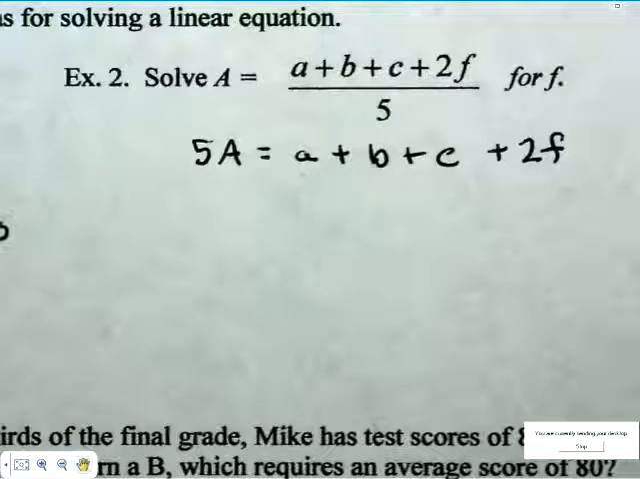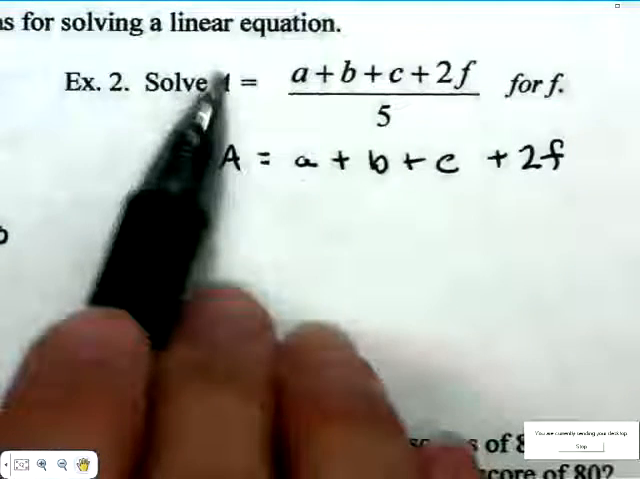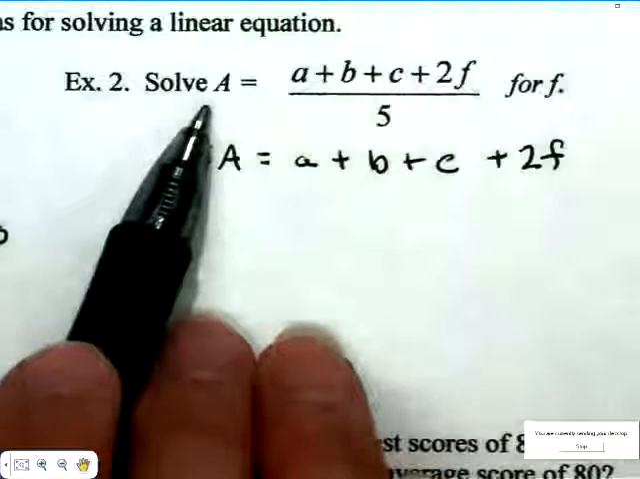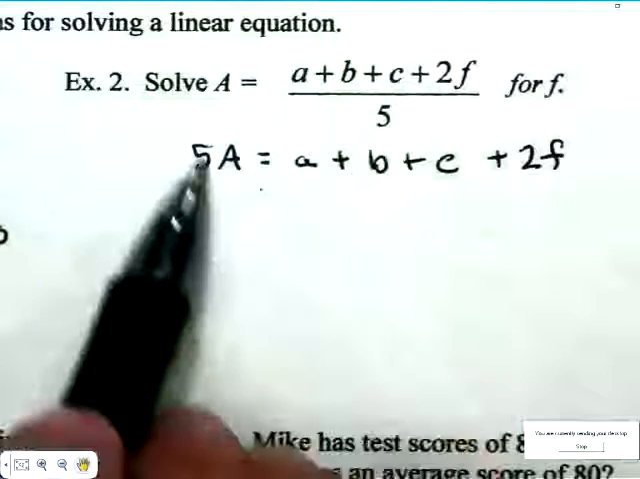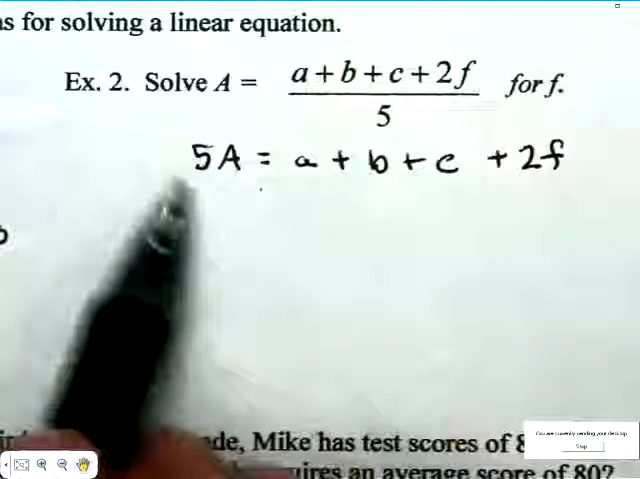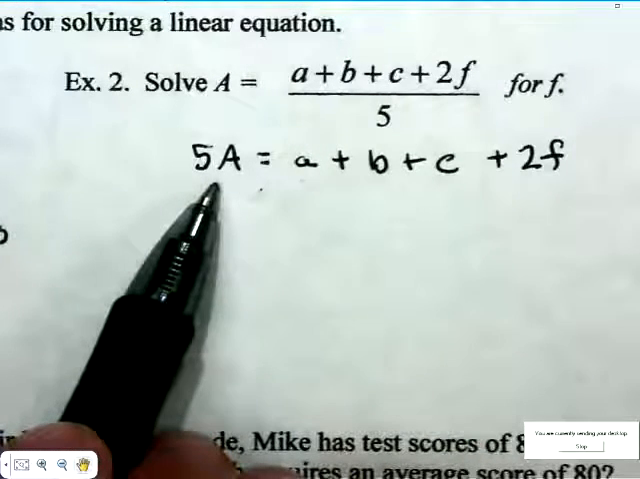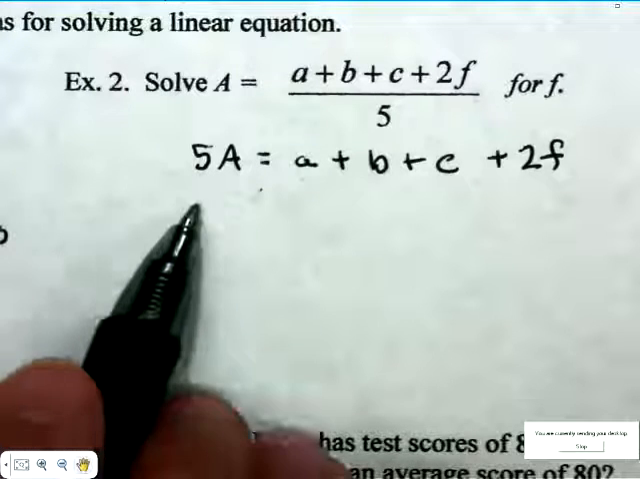It has a lot to do with something. Let me tell you what this would be like. If I wanted a 90 average in a class that had 5 tests, when I multiplied both sides by 5, this would be 450. 450 is the total number of points that I'd need in order to get an A. All right?